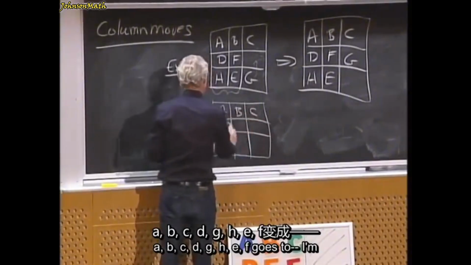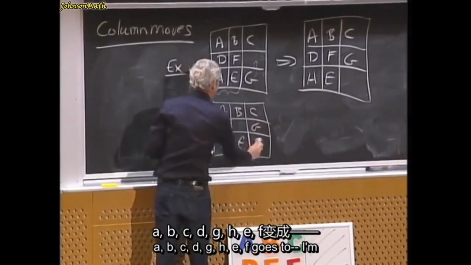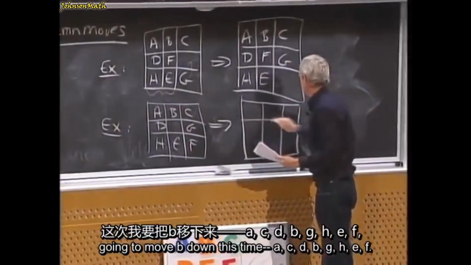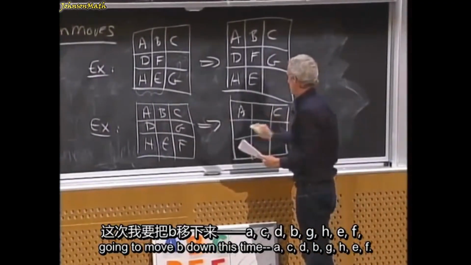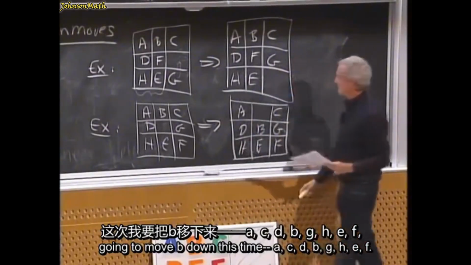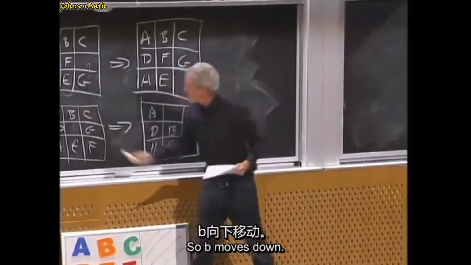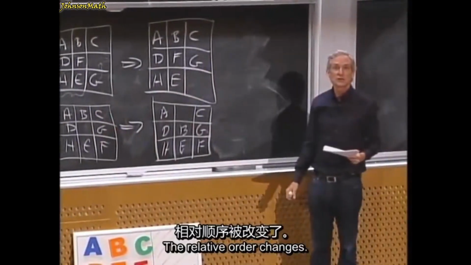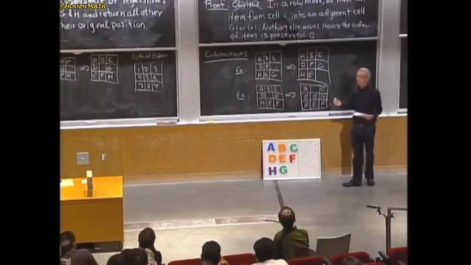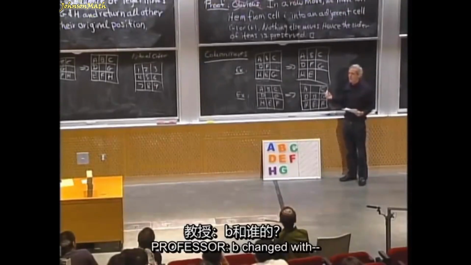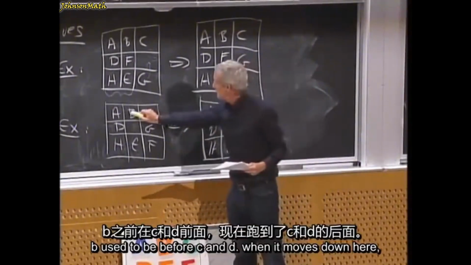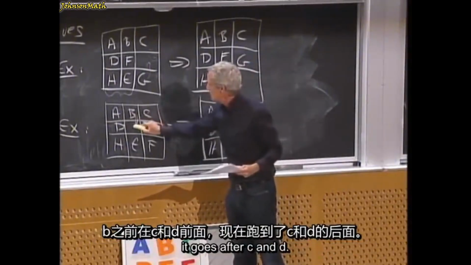A, B, C, D, G, H, E, F goes to, I'm going to move B down this time. A, C, D, B, G, H, E, F. So B moves down. The relative order changes. Which pairs got changed in their relative order? B changed with C and D. B used to be before C and D. When it moves down here, it goes after C and D.